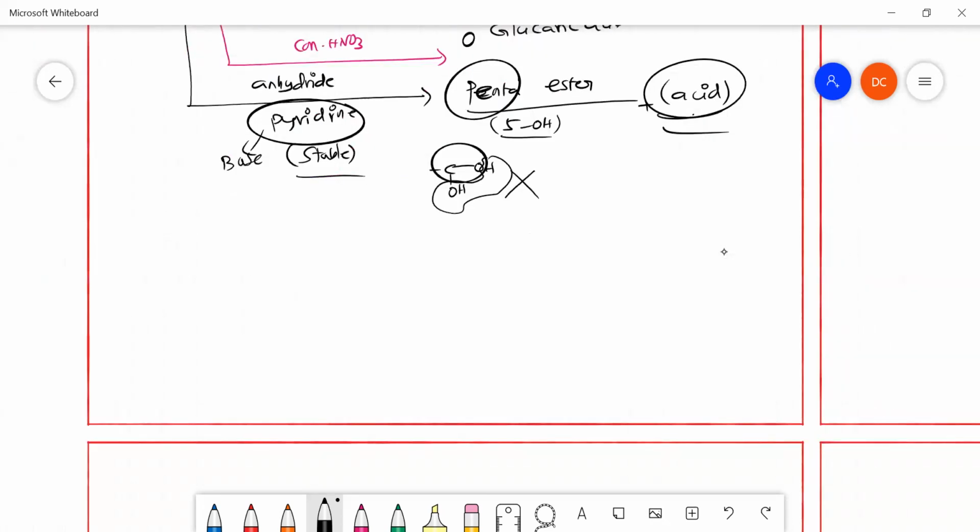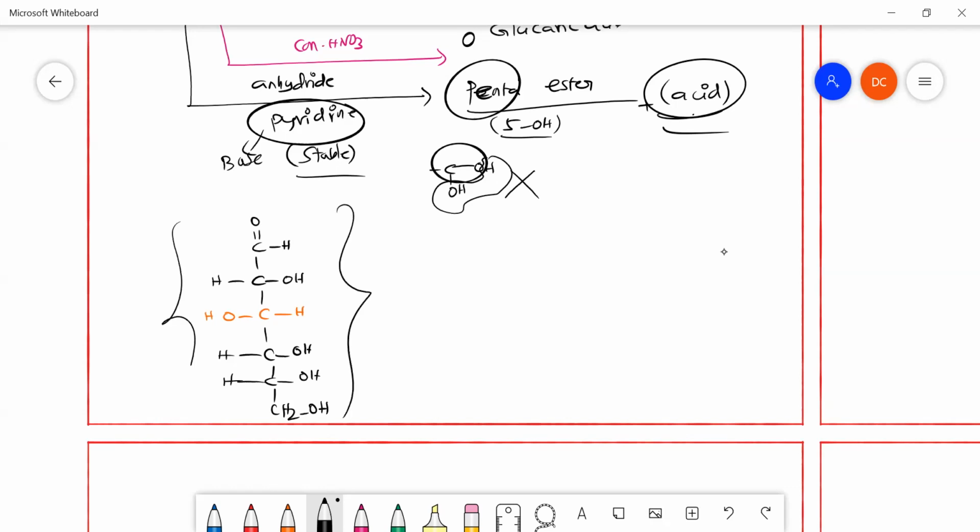From that, we got a structure like this: C double bond O with H, one aldehyde group is there, then C OH, here H, here OH. After that, the remaining are the same: C OH, here H, C OH, here H, here CH2OH. Okay, these are all the findings. Based on that, we gave the structure like this. Yeah, this is the structure of glucose, and the structure of glucose is highly stable, because the 5 OH groups are on different carbons.